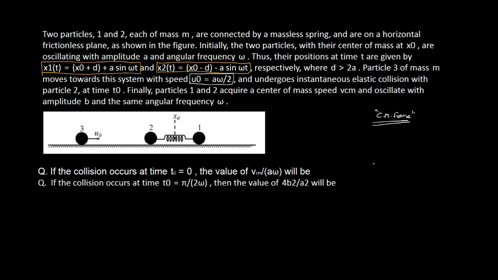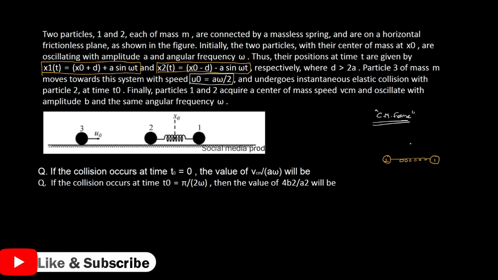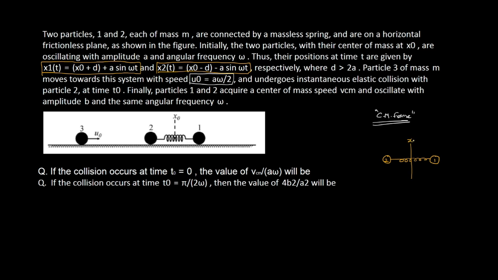These two equations tell you, first you need to understand this part. This is the spring, and this is the first particle and the second particle. x0 is the coordinate, and let us say d is the distance. This particle will oscillate to and fro about this position using the equation a sin omega t, that means with an amplitude of a. Similarly, the second particle's position is given as x0 minus d, that means d distance to the left.